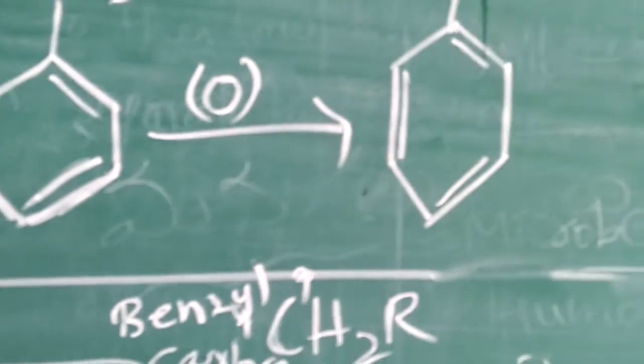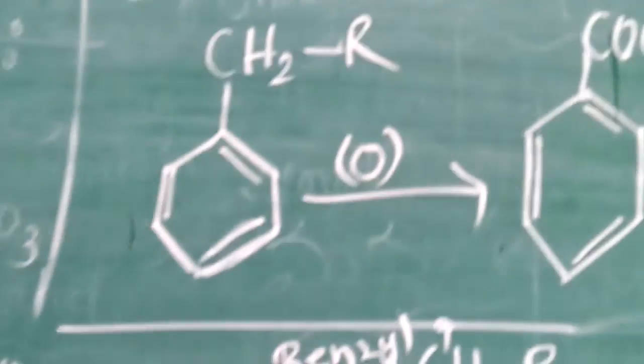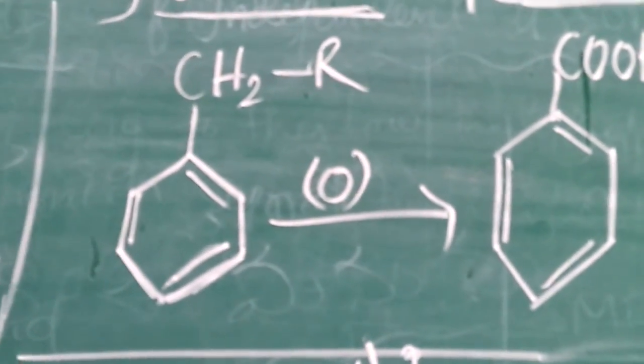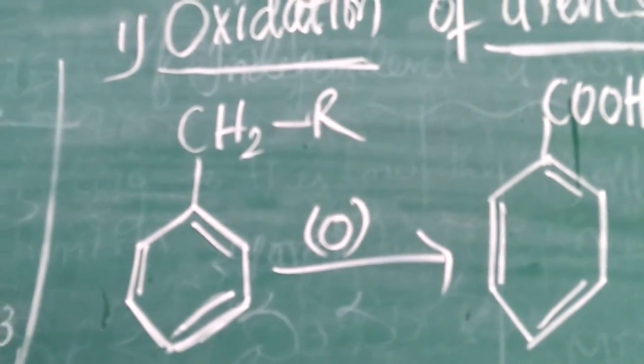This is the oxidation of arene. Now how to produce aldehydes, and how to produce ketones? We can see in the next reaction.